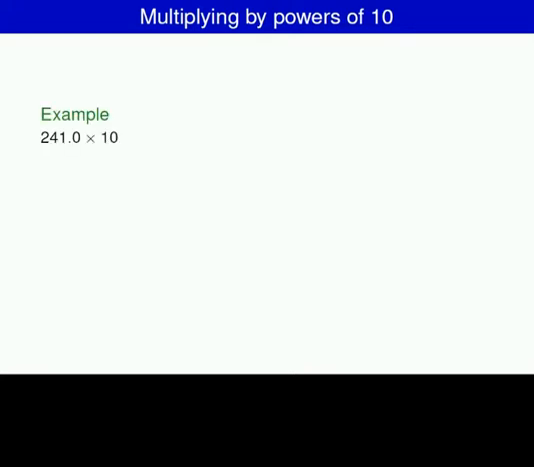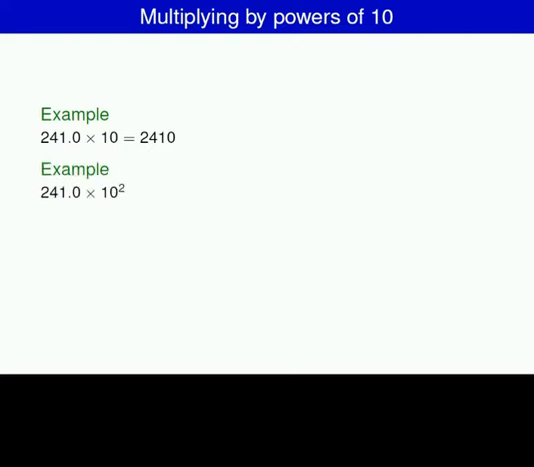The first example is as simple as it gets: 241 times 10, and the result is 2410. The key thing I want to show you is that when you multiply by a power of 10, we are moving the decimal point one place to the right.